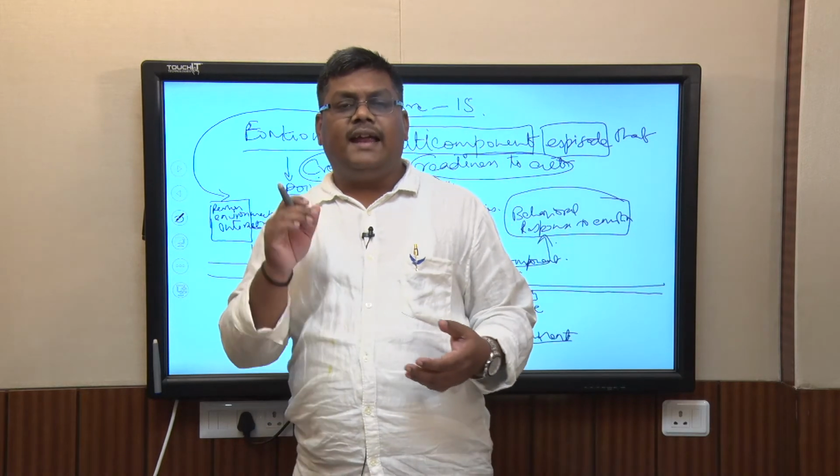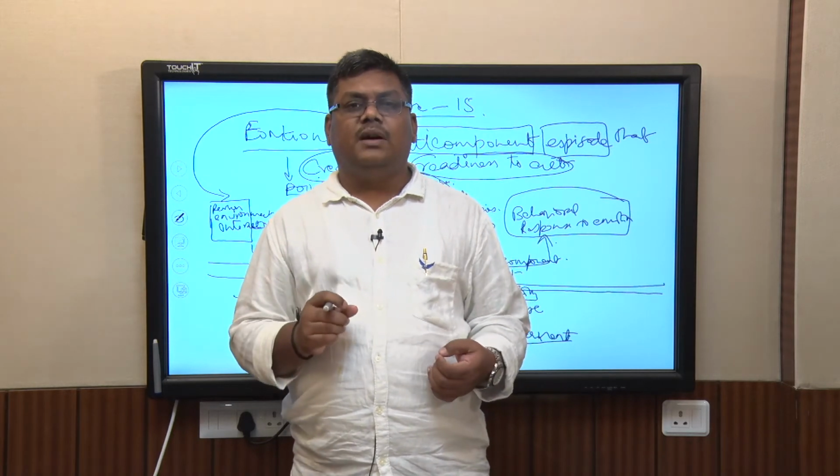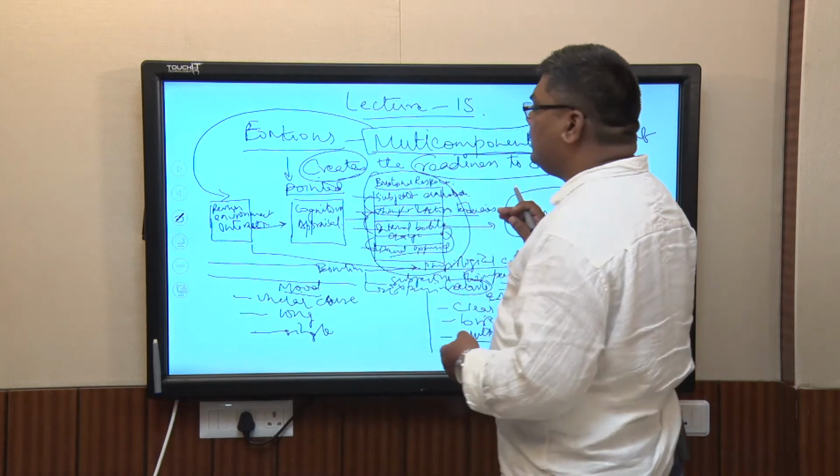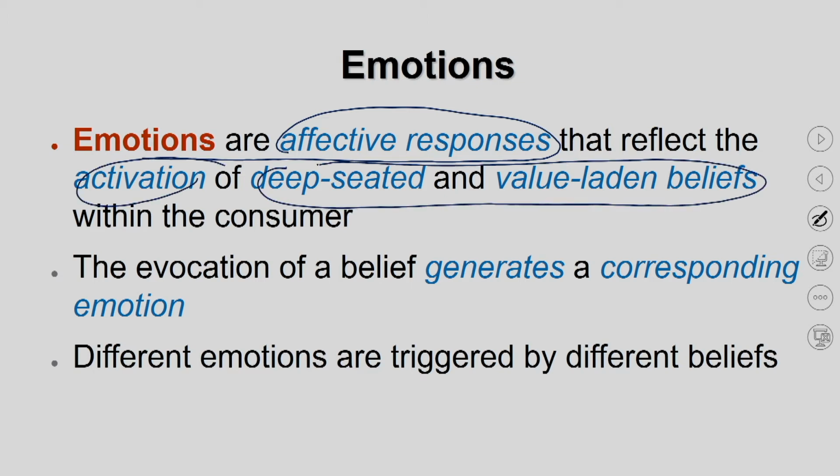So, let us move forward and have a look at how this emotion and mood determine the behavior of consumers and marketers in the marketplace. What role do they have to play in the marketplace? Emotions are affective responses that reflect the activation of deep seated and value laden beliefs within the consumer. What are emotions? These are affective responses. So, you feel positive, negative, happy, sad and so on and so forth, which reflects the activation of deep seated value laden beliefs. So, generally there are some value factors because of which emotions are generated.